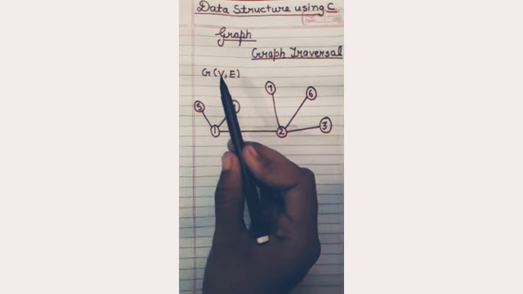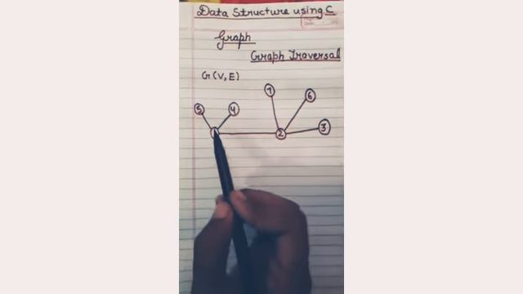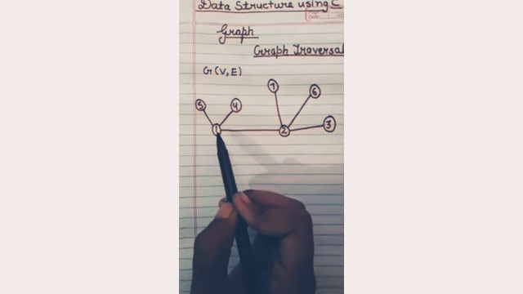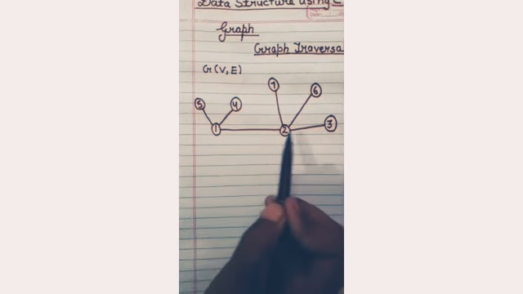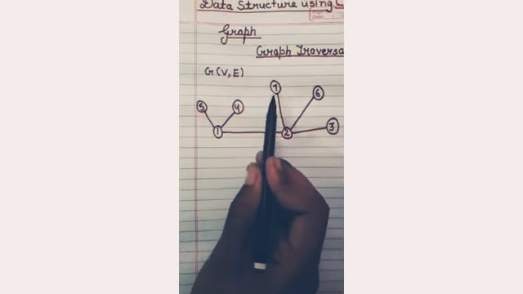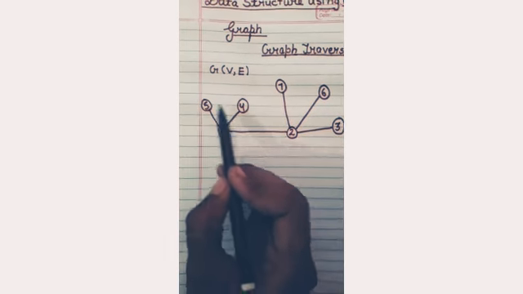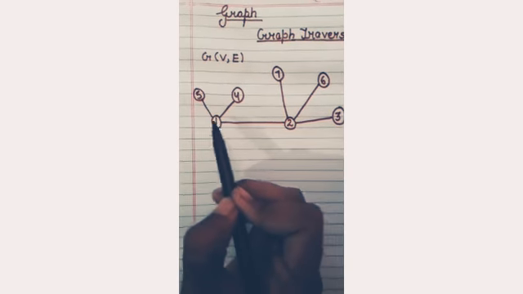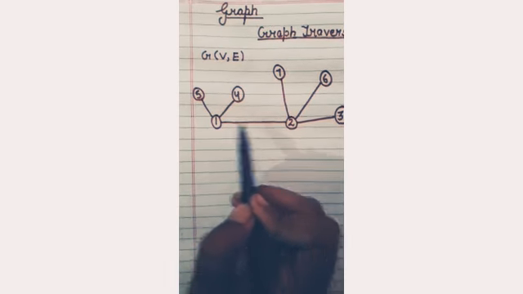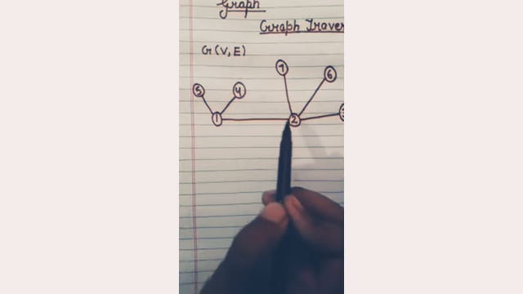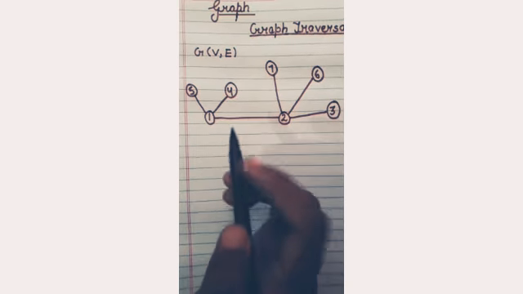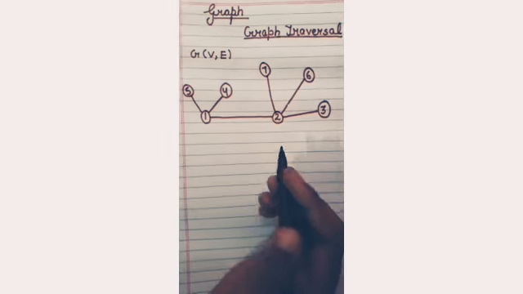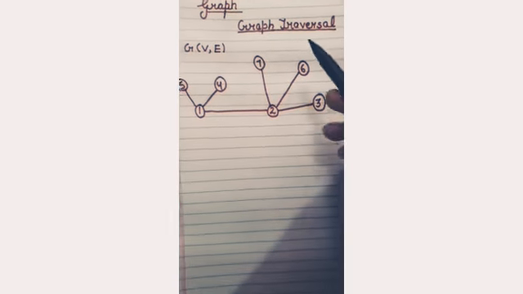Now what are the vertices and what are the edges? So vertices are basically like these, 1 2 3 4 5. This you are seeing, they are called the vertices, and edges, they are the connecting link between the two vertices, like between 1 and 2. This connecting link you are seeing, this is called edge. So basically we will study graph traversal.